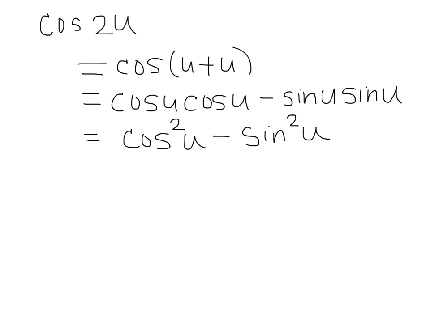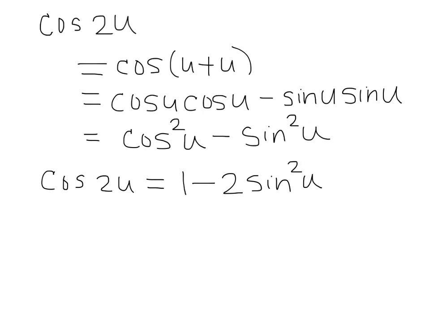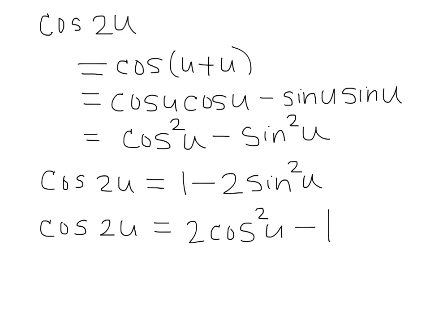There are two other formulas for cosine 2u. Cosine 2u is also equal to 1 minus 2 sine squared u. And cosine 2u is also equal to 2 cosine squared u minus 1. The second two formulas I just showed you, you will derive them using the cosine of u plus u in your homework assignment. Try and follow the example above if you get confused.